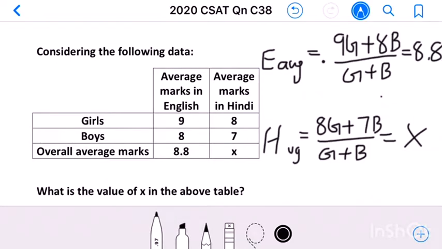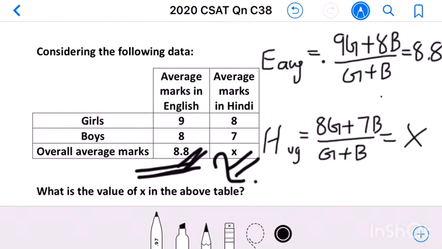Question number 38. Considering the following data given here, what is the value of X in the above table? So here overall average marks in English is given as 8.8 and overall average marks in Hindi equal to X. So here we have to find this X. So how can we find overall average marks in English? How did we get this 8.8?